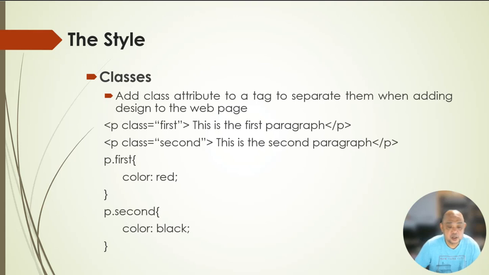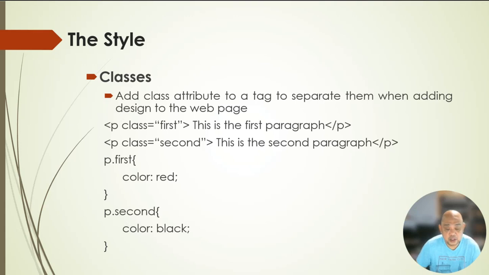Okay. So classes is also another way to implement CSS. It is a class attribute added to the tag, and it's used to separate them from others. As you can see in the sample, we use p as the tag, but also add a class to it. The first p is named first, the second p is named second, where we use p.first as the selector. We select only the p with first as its class, and only that will change the color to red.